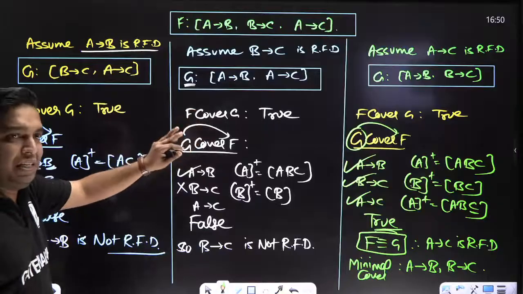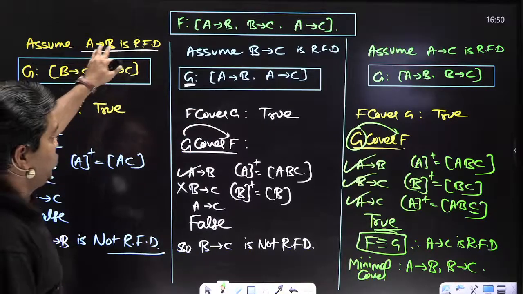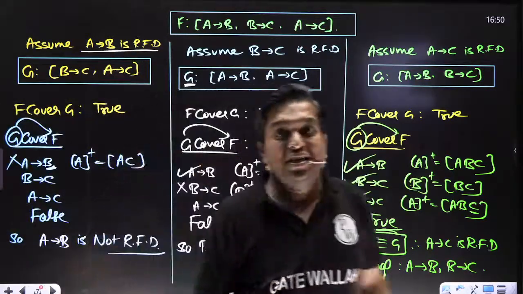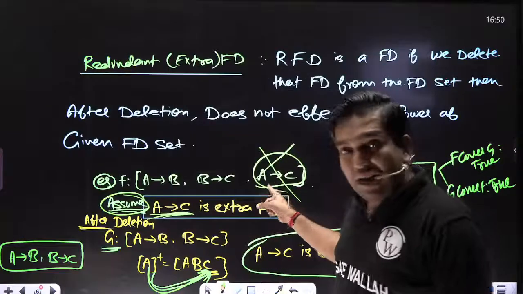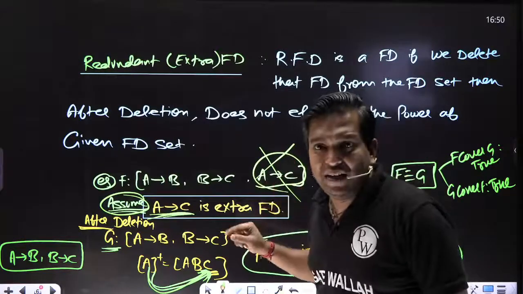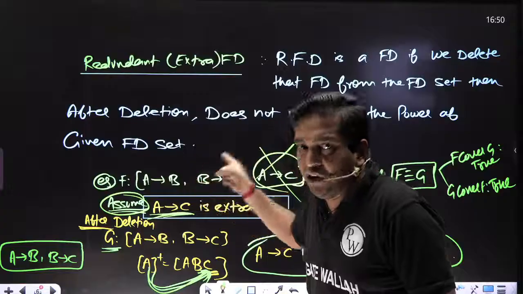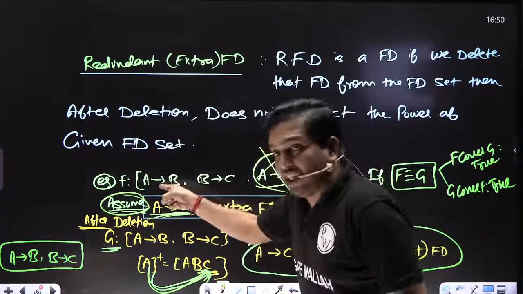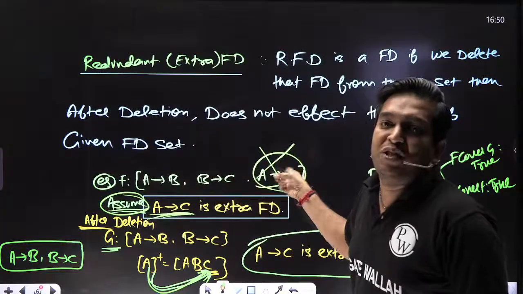Sir, we have to check for each and every FD? No, bachcho, it is given in the question. But here I am assuming. Like you can say, sir, why do you assume only this one? You can assume this one, you can assume this one, you can assume this one.